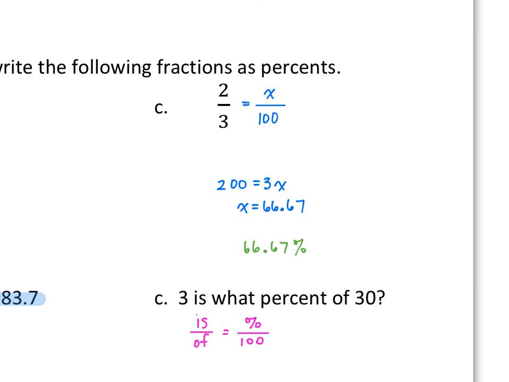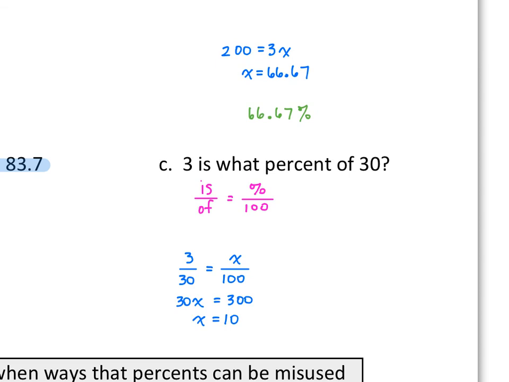Finally, try C on your own. 3 is what percent of 30? So what's the is, what's the of, what's the percent? All right, go ahead, set it up, and then let's check back. Hopefully you were able to recognize 3 is the is part, of is the 30, percent is unknown because it says what percent, and now we have our setup. So we cross multiply, we end up with x is 10.